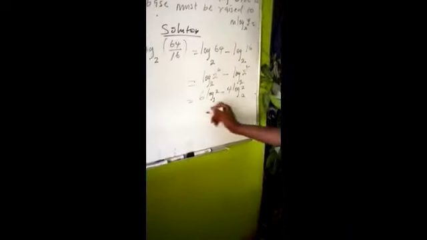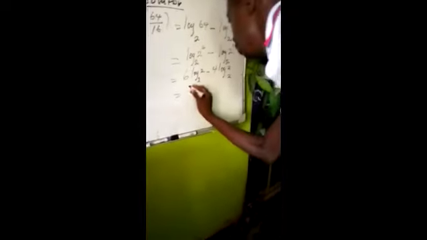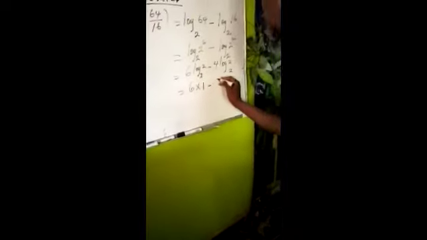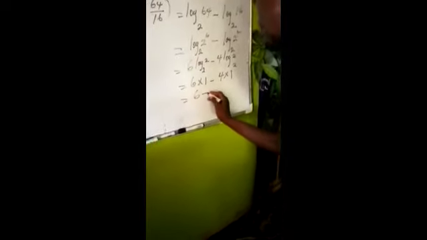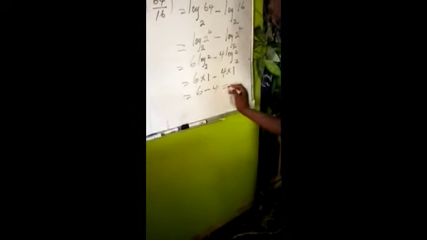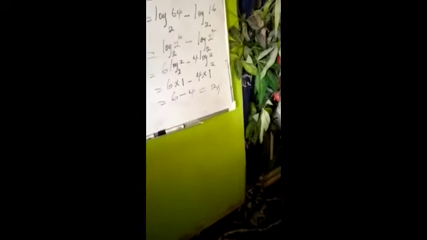So from this point now, you remember they are common. You put 1, you have 6 times 1 minus 4 times 1, which is 6 times 1 is 6, 4 times 1 is 4, 6 minus 4 is 2. So that is how to do this one.